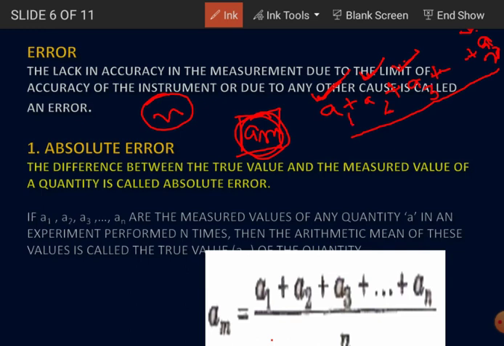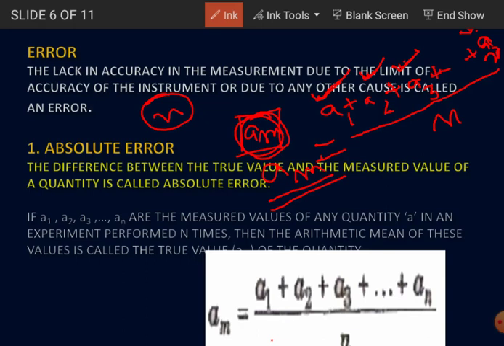1, 2, 3, 4, and so on up to n. So the number of observations is n, got it? These will be taken as the true value of the measurement of the mass, which is denoted by a, so we denote it by a_m. A_m means a mean, m for mean. So this a mean, or a_m, will be considered as the true value.